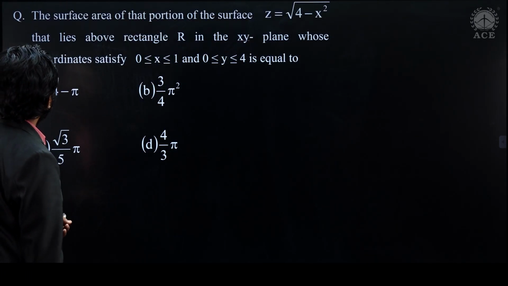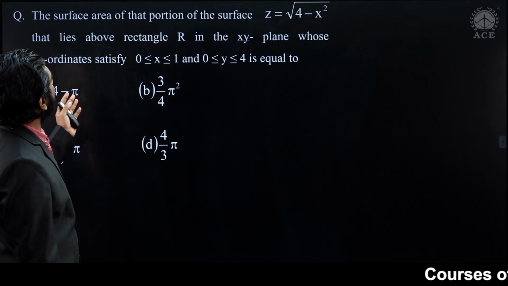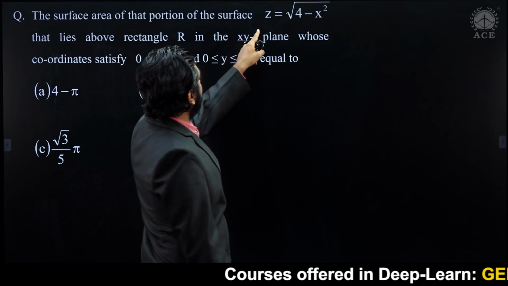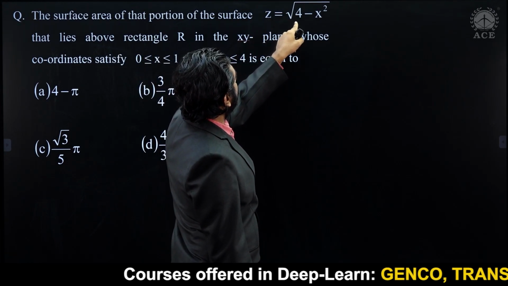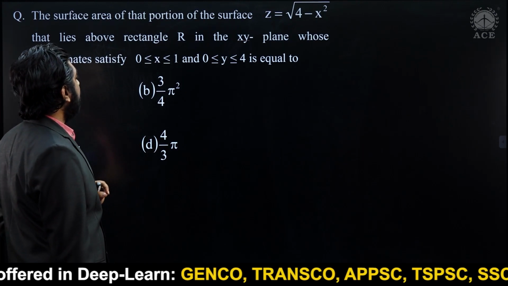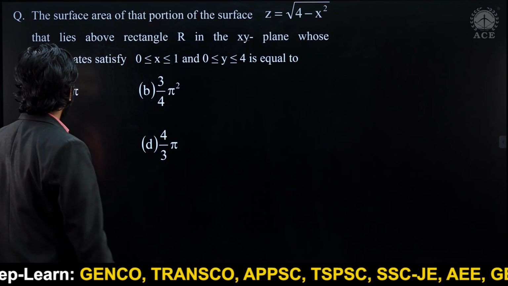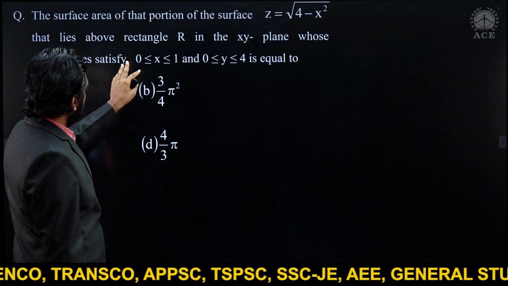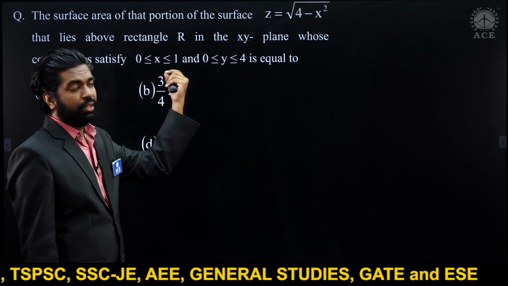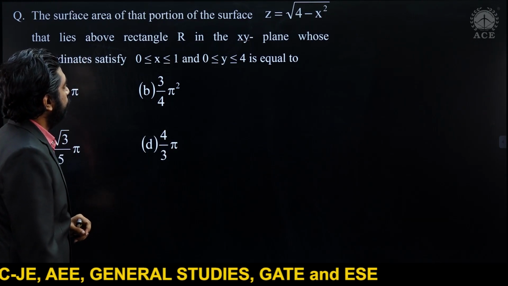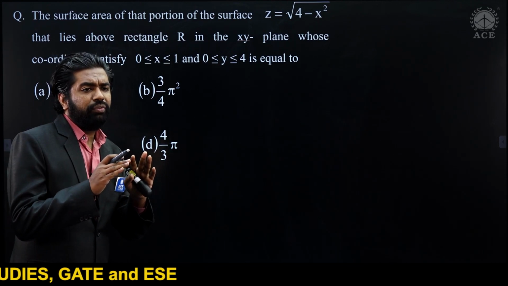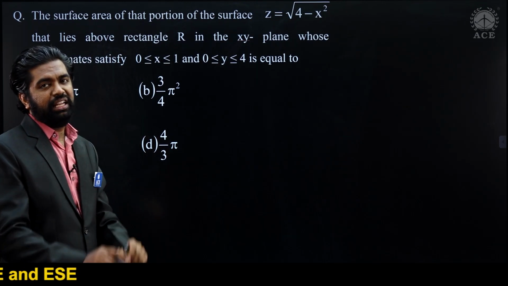Let's look at this. He says the surface area of that portion of the surface given by this equation, z equal to root of 4 minus x square, that lies above rectangle R in the xy plane whose coordinates satisfy, that means he is giving you the range for x and y. x is from 0 to 1, y is from 0 to 4. The question is all about finding the surface area.